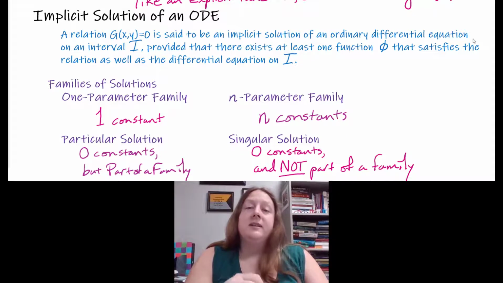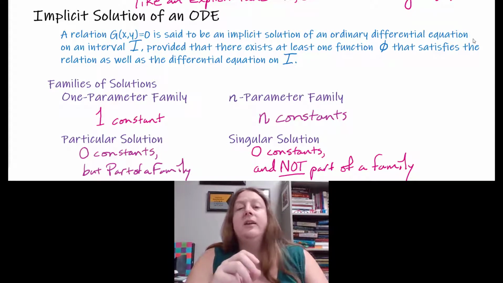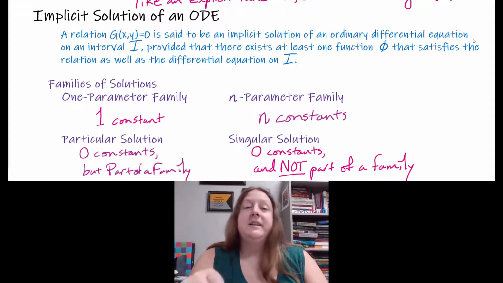Now, if there are no constants, there's 2 different categories that a solution could fall into. One is that it could be a particular solution. So that's one where I had one of these families and I chose a specific value for the constant, or I solved for it given some additional information about the ODE. That gives me a particular solution. There's no constants, but it was part of a family to begin with.